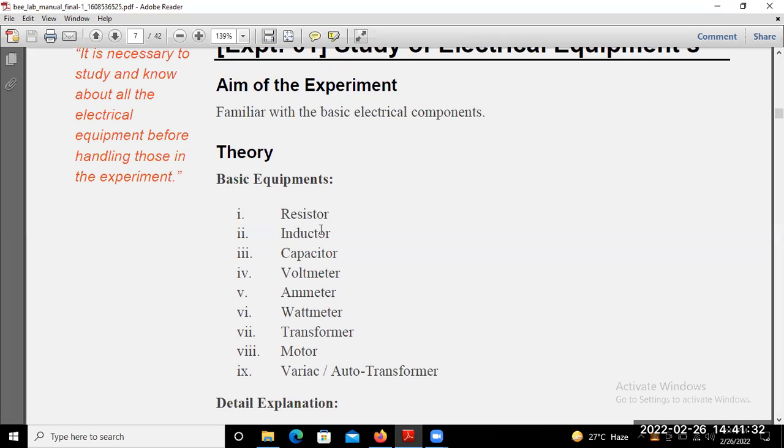Suppose that we are going to perform an experiment on the motor. So we require a motor, and we require ammeter, voltmeter, wattmeter for the measurement of voltage, current, and power. When you consider an experiment on the transformer, you require a transformer. Just try to see all these things. So I think all of you are familiar with the resistor, inductor, and capacitor.